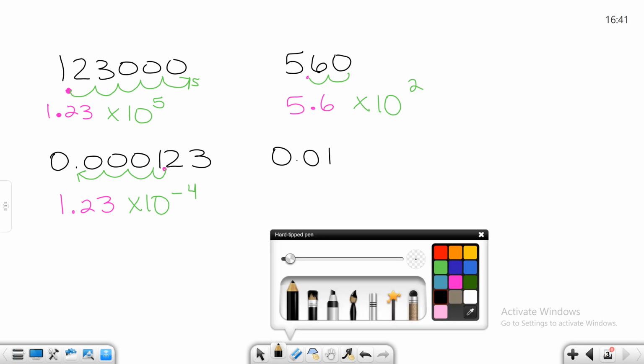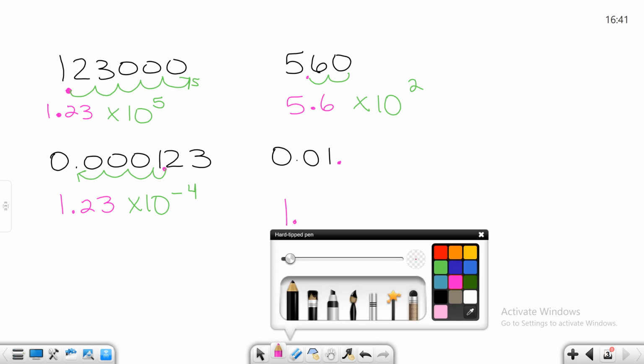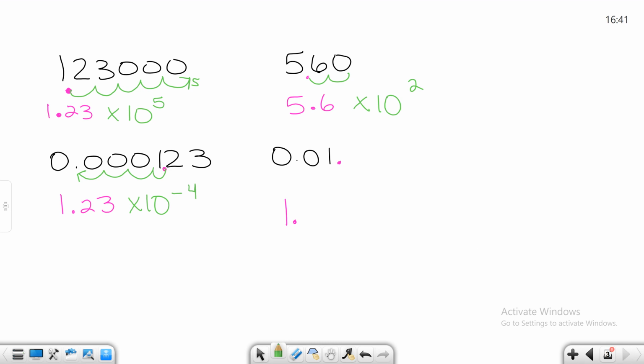That is a very small number. So again, where do I put my decimal so that it is between 1 and 10? I cannot put it between the 0 and the 1 because that's less than 1. That means that I have to put my decimal right here at 1. Now I'm going to go ahead and count. -1, -2. So it's times 10 to the power of -2.